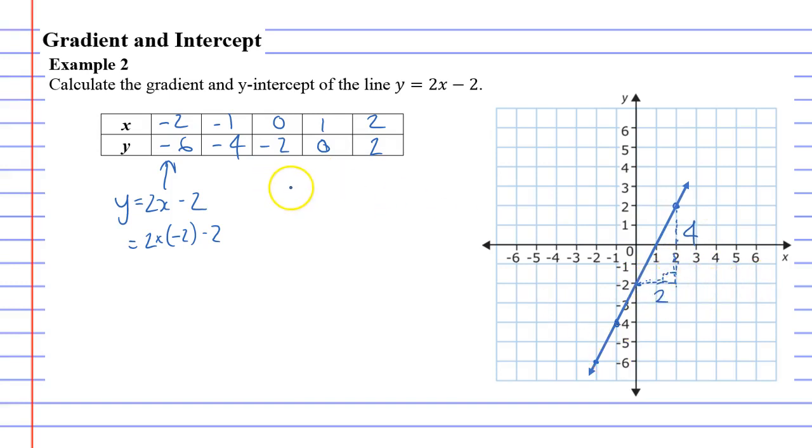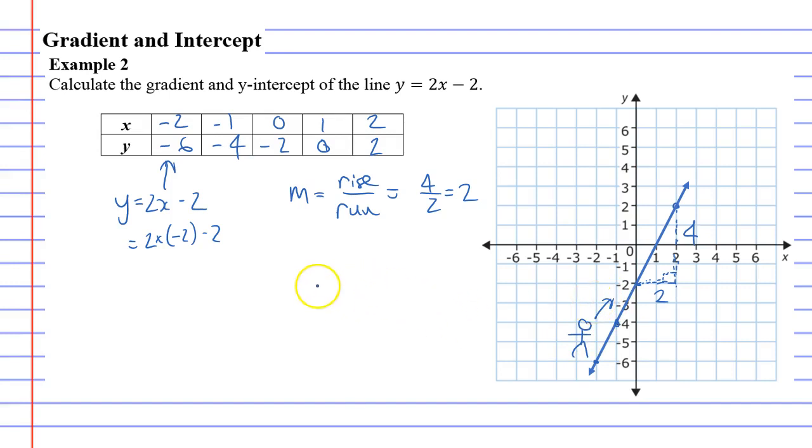Now, if we look at the rise, it's 1, 2, 3, 4 is our rise, and our run is 2. And to calculate our gradient, which is m, we're going to go rise over run, which in this case is 4 over 2. 4 divided by 2 is 2. And it's a positive gradient because if I draw my running man, he would run uphill.